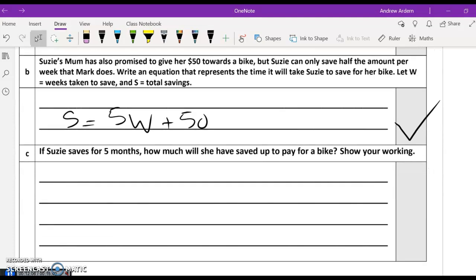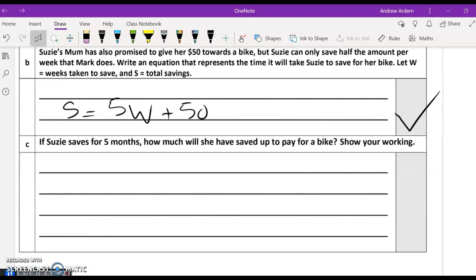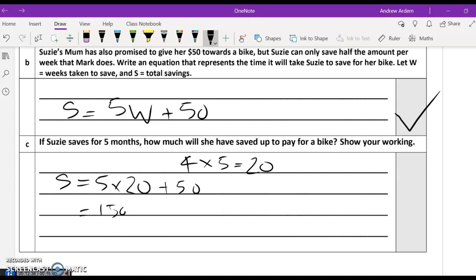Part C. If Susie saves for 5 months, how much will she have saved to pay for a bike? Show your working. So S must equal $5 per week. And it's 5 months. So let's just argue that there are 4 weeks in a month. 5 months, 20 weeks. So 5 lots of 20 plus 50. That's 150. I accept slight variations on this. If you thought there were 21 weeks in 5 months, that was fine, and I accepted that mark too.